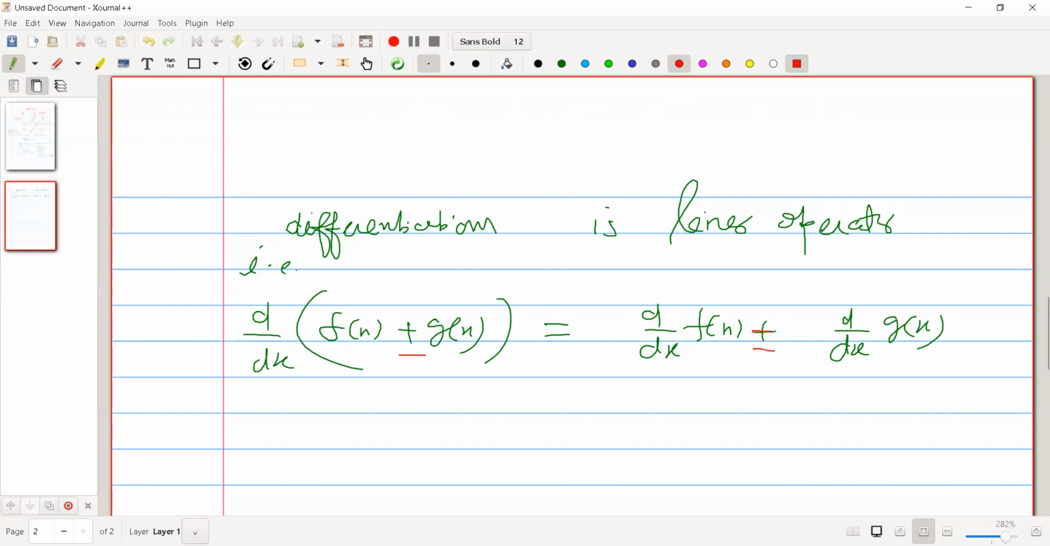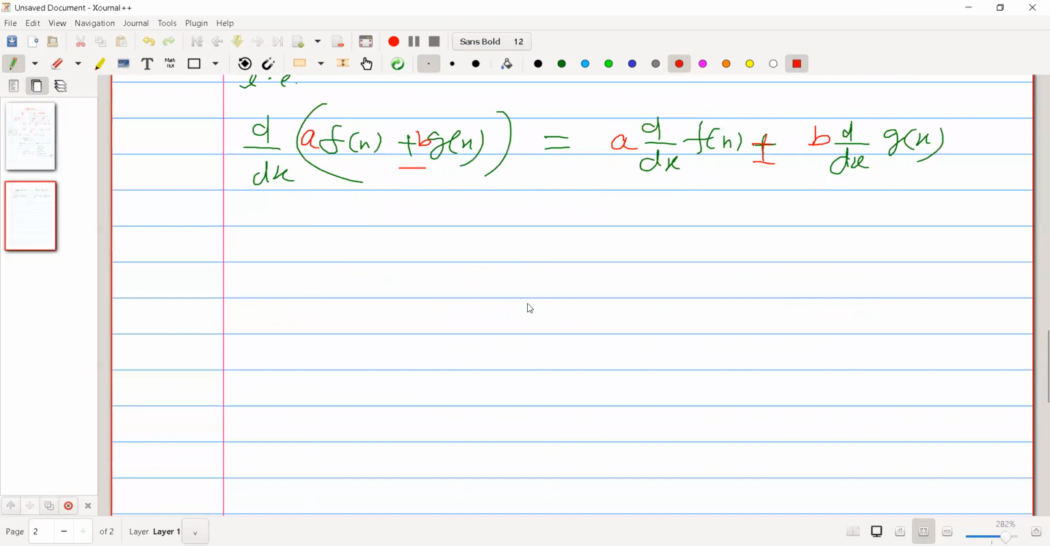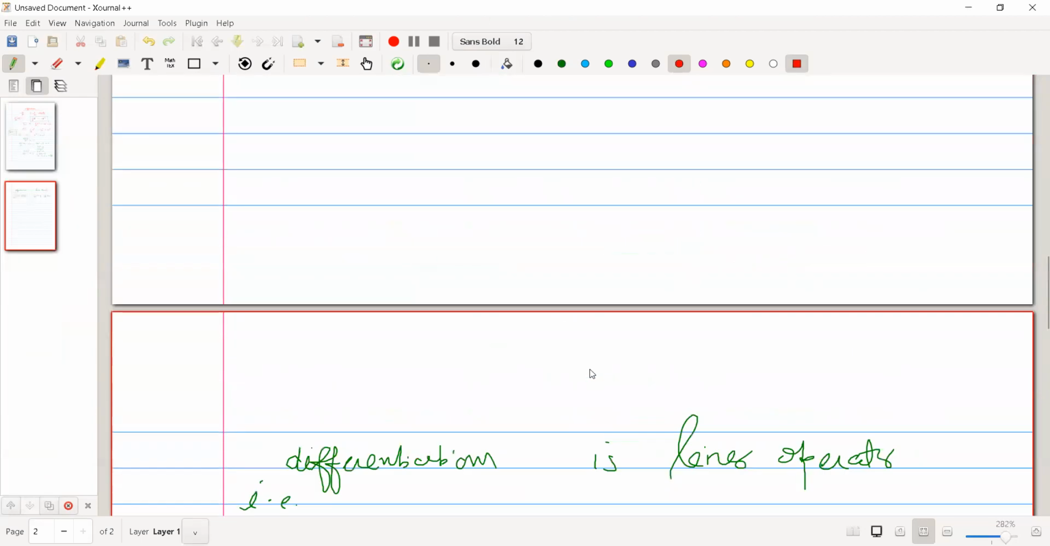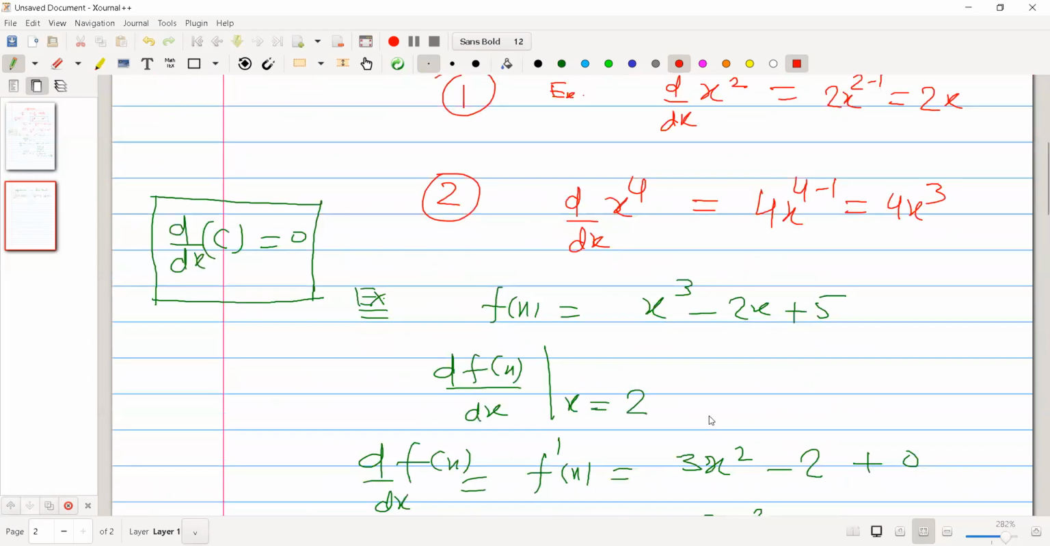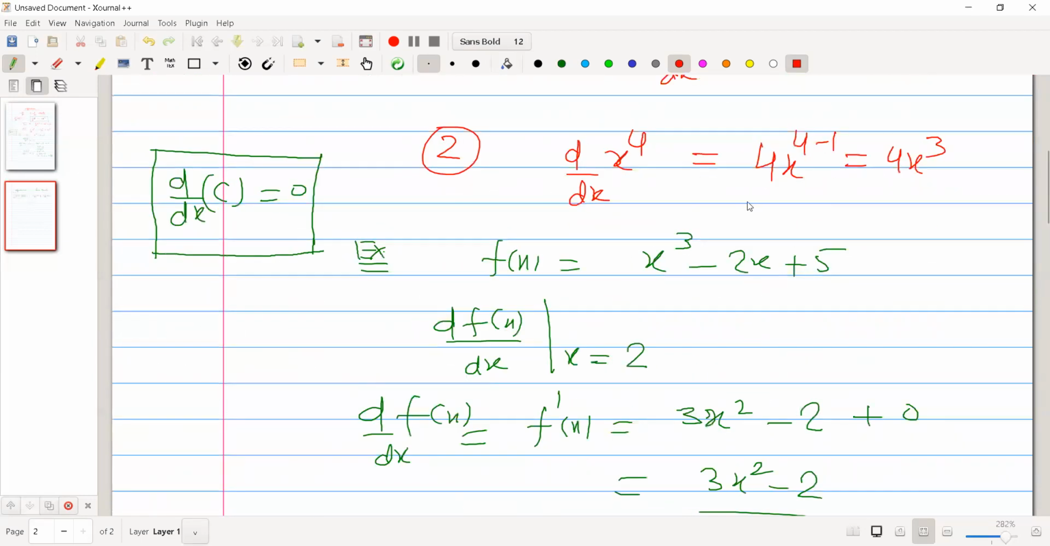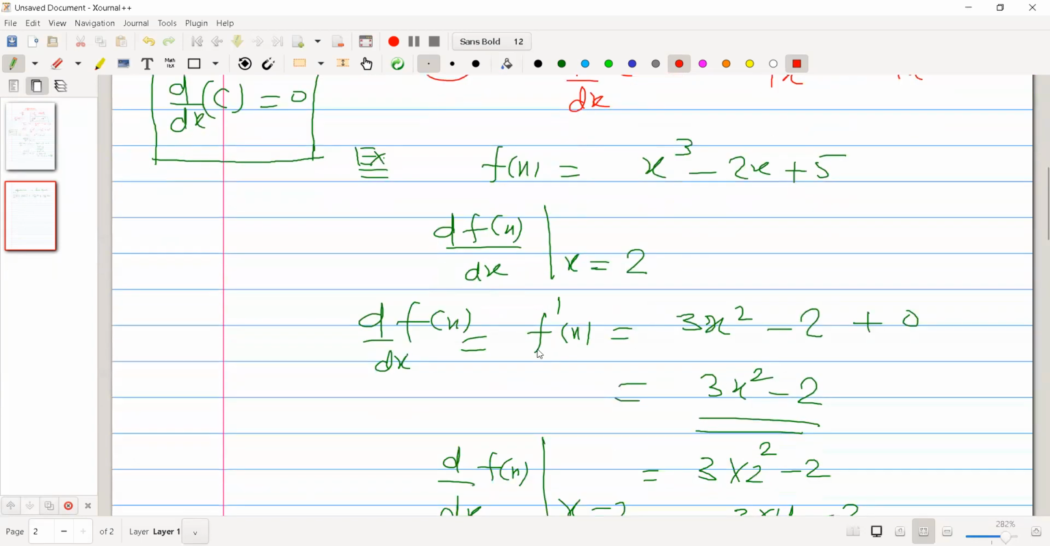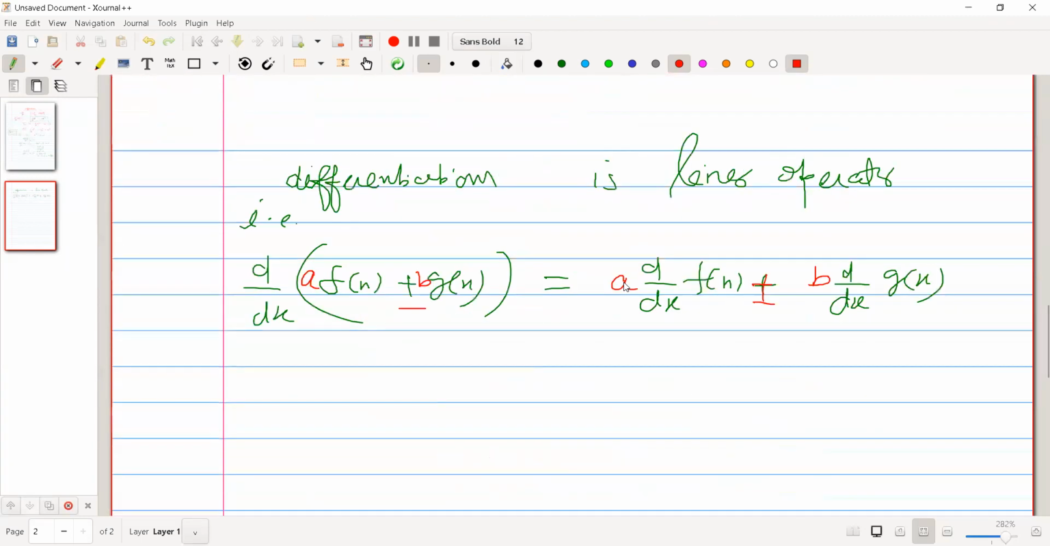Okay. If you extend that, like if you have a coefficient or any constant term, like a, here is a times b, then a constant term will come out from the operator. This way we can find it out. So let us solve one question using that. We have already solved this question related to this concept: x cube minus 2x plus 5. Here we want to find the derivative. So how to apply this concept?